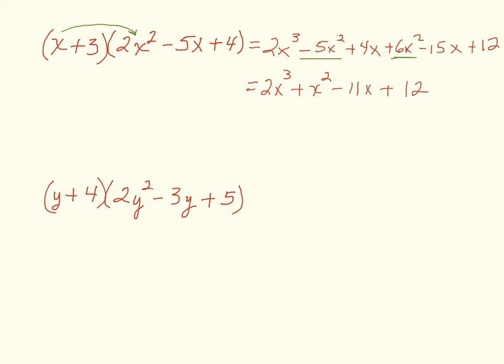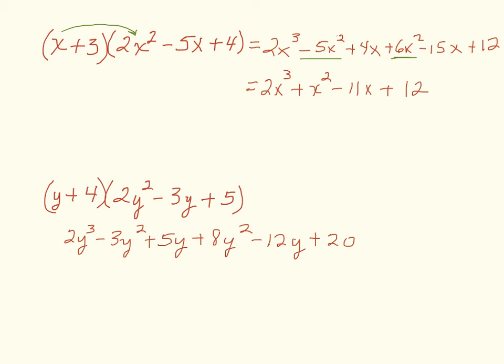Okay, here's another one. I'm just going to go for it. You all follow along. So we have y times 2y squared gives me 2y to the third. y times negative 3y is negative 3y squared. y times 5 is plus 5y. Okay, now 4 times 2y squared is 8y squared. 4 times negative 3y is negative 12y. 4 times 5 is plus 20.